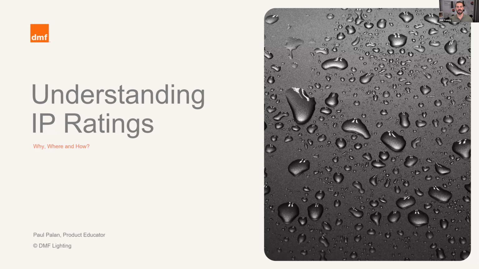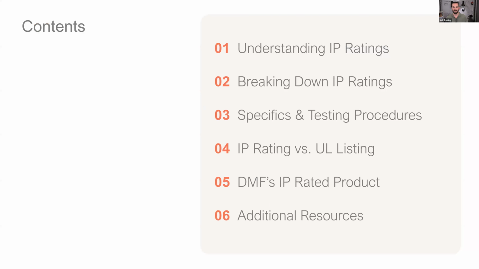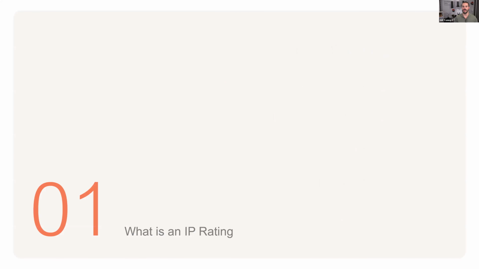And then towards the end of the presentation, I'll cover a little bit about some of our different IP rated products that we have here at DMF. So we're going to go over really understanding what IP ratings are, breaking them down, specifics about the testing procedures that go into each level. Talk a little bit about IP ratings versus UL listings because they're somewhat similar, but also a little bit different. And then again, follow that up with our IP rated products and some additional resources that we have for you.